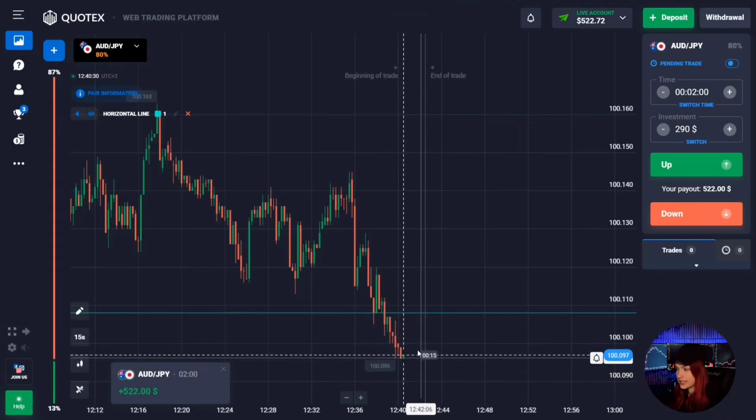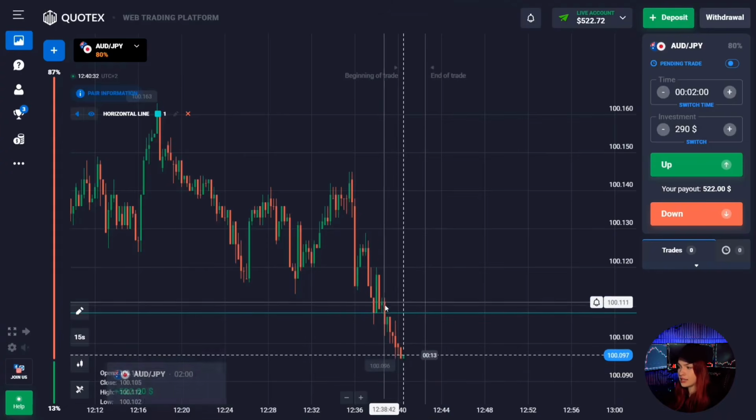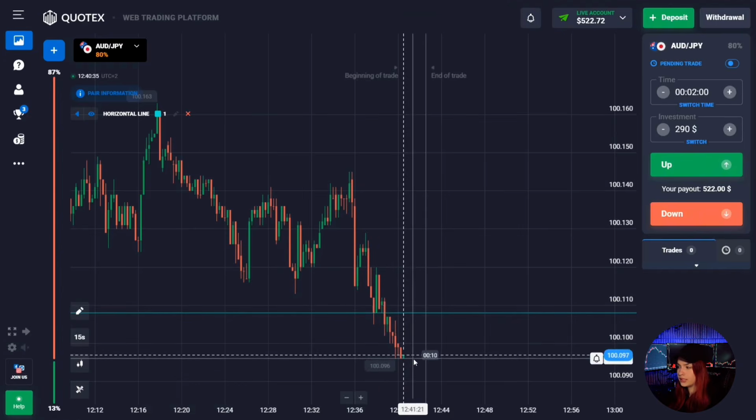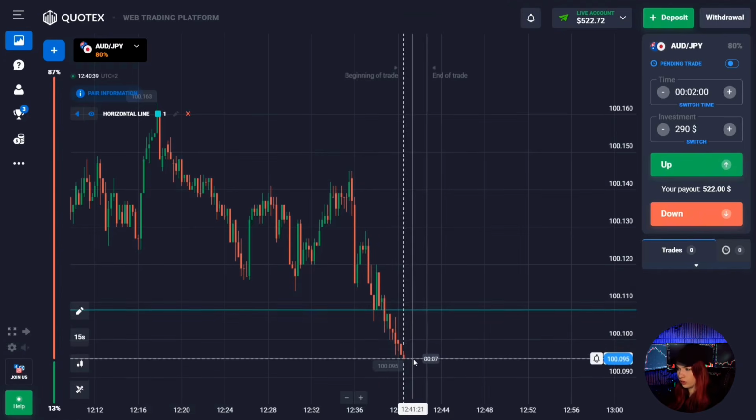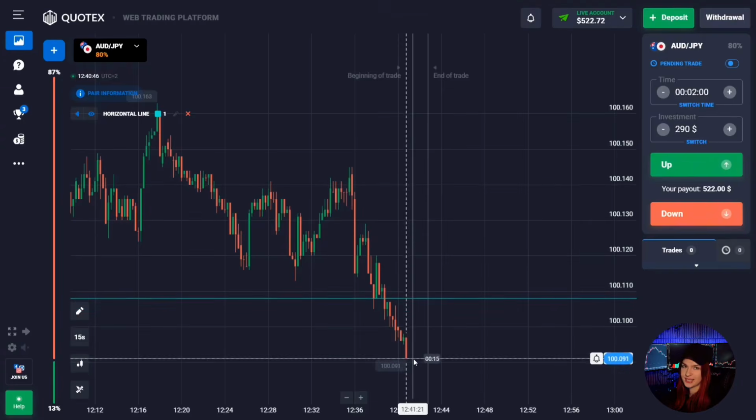Guys, that's amazing because, as you can see, the price has really broken through the support level and we got the profit here. As the price is moving down confidently, red candles are forming. The price has a really great potential to go down here, guys. Let's continue our trading session.